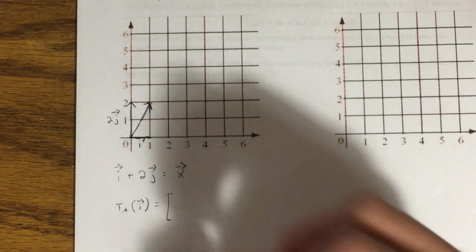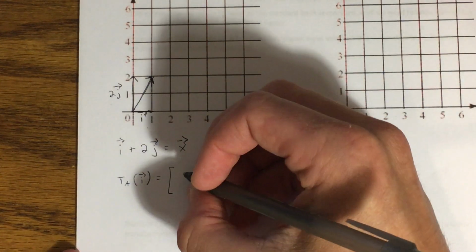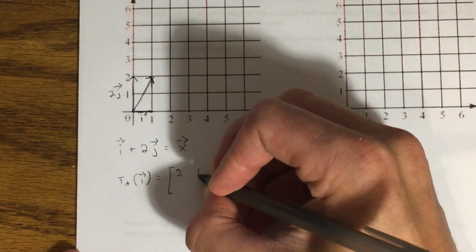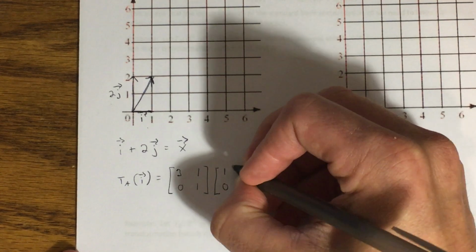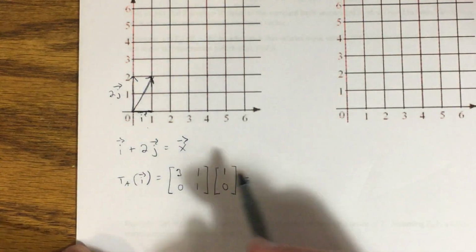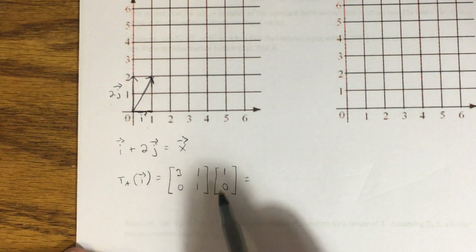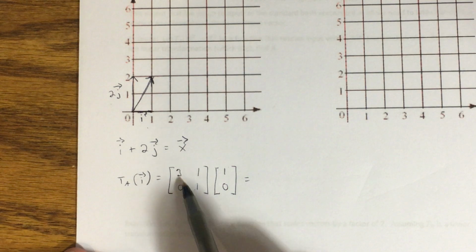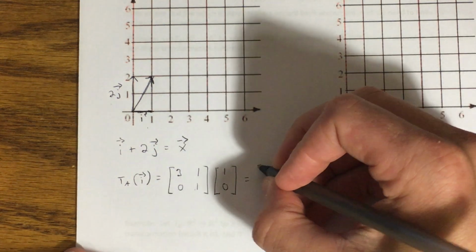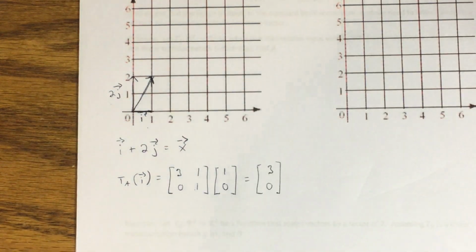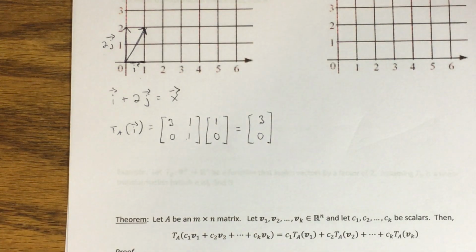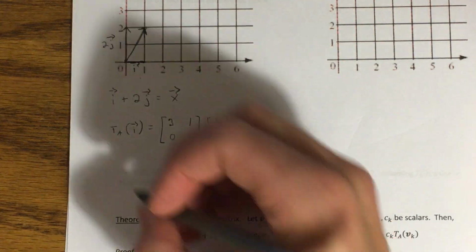T_A of i is going to be my matrix A, which is 3, 1, 0, 1, times the vector i, which is 1, 0. Now notice, when you dot each row of this matrix with this column vector, you're only going to end up with 1 times the entry in the first column each time. 1 times 3, and 1 times 0. Okay? This is extremely, extremely important, and we're going to use this idea in what we do later.